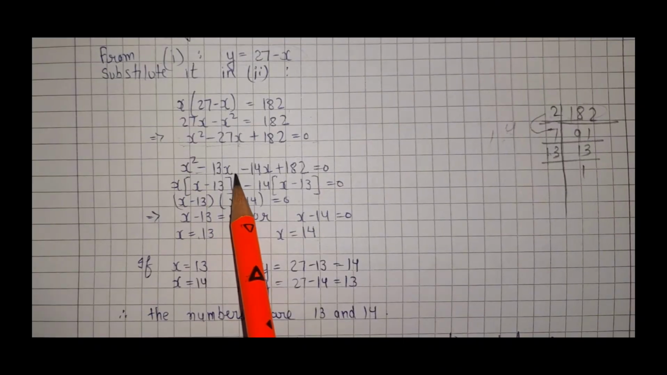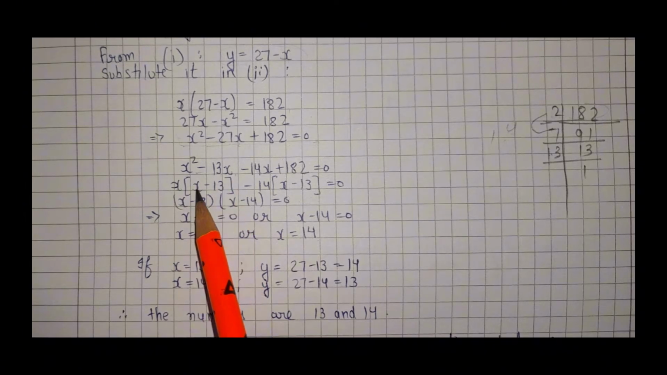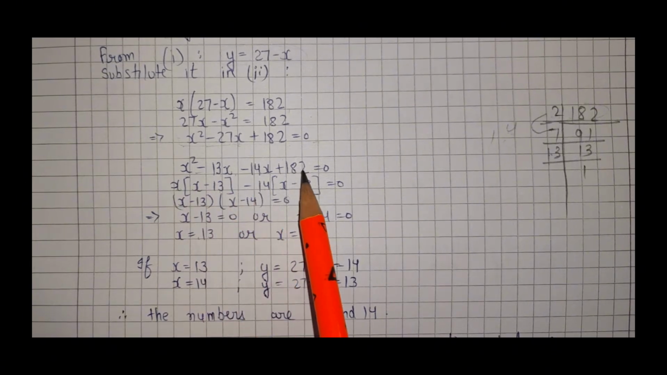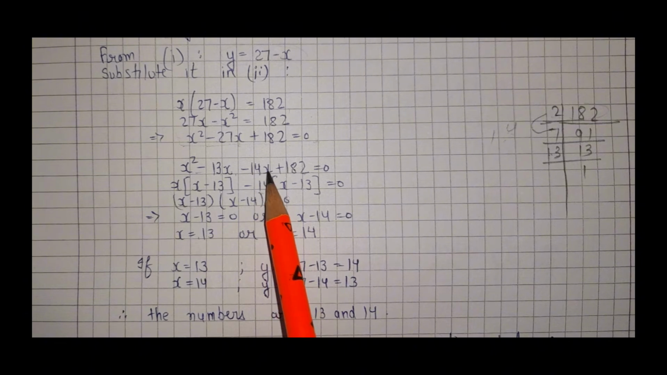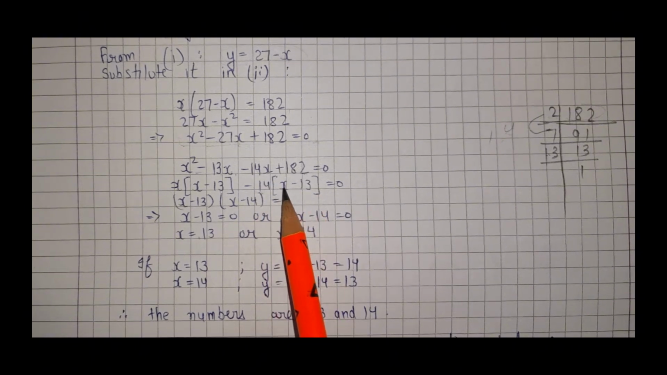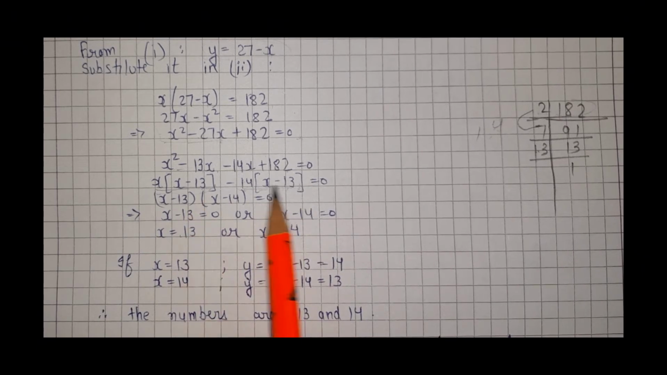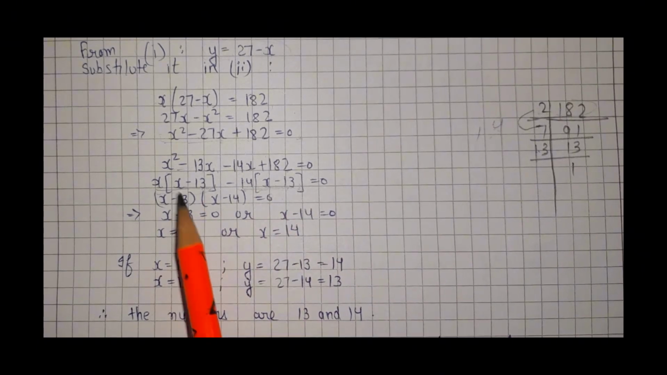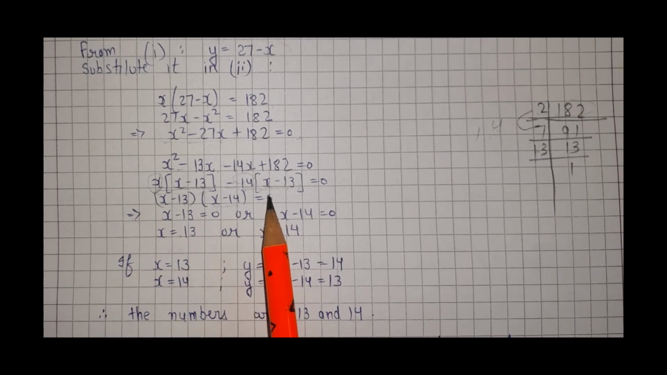From the first two terms, x is common. So taking x common, x square minus 13x is left with x minus 13. From the last two terms, 14 is common. So after taking 14 common, minus 14x plus 182 is left with x minus 13. Here also x minus 13 is common. So take x minus 13 common. We have x minus 14 as it is, equals 0.